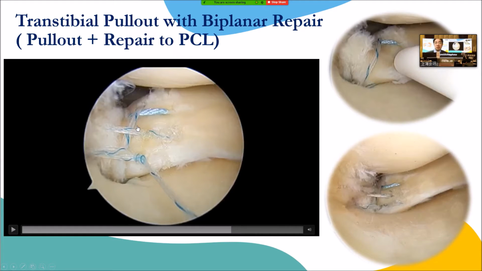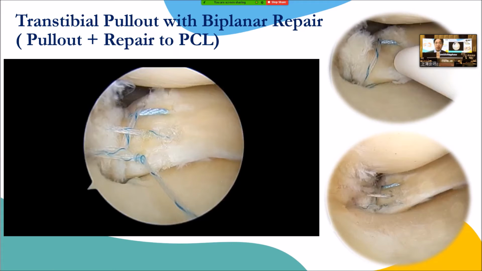So this technique also works very well, but the meniscus gap should not be too big. If the gap is too big, you cannot repair the meniscus to the PCL. So this is another technique I propose. We call it biplanar meniscus repair, combining pull-out and repair to the PCL.